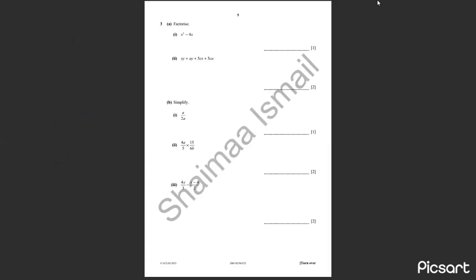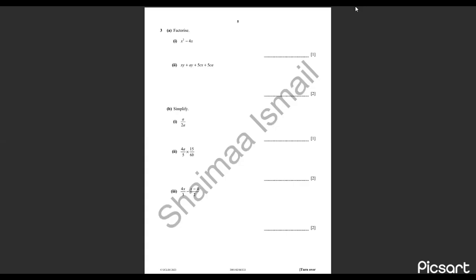Here we have to factorize x squared minus 4x. If you see a common x here, we take an x outside the bracket. Here we divide every term by x. So x squared divided by x remains only x, and dividing this by x gives us minus 4.